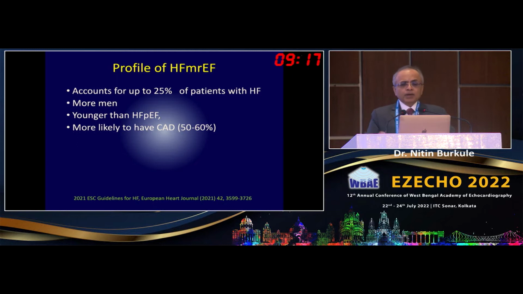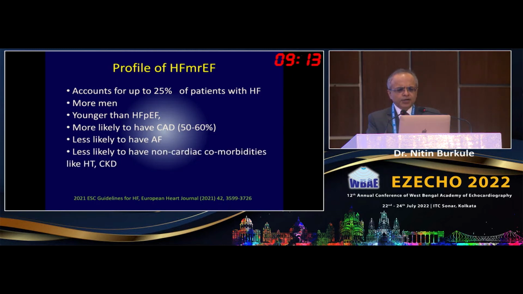While your HFpEF people have a much lesser incidence of CAD, they are less likely to have atrial fibrillation. And unlike HFpEF patients, they are less likely to have multiple comorbidities like hypertension and CKD. So this profile goes a little closer to the HFrEF people. And they have less rise in BNP, unlike HFrEF people.